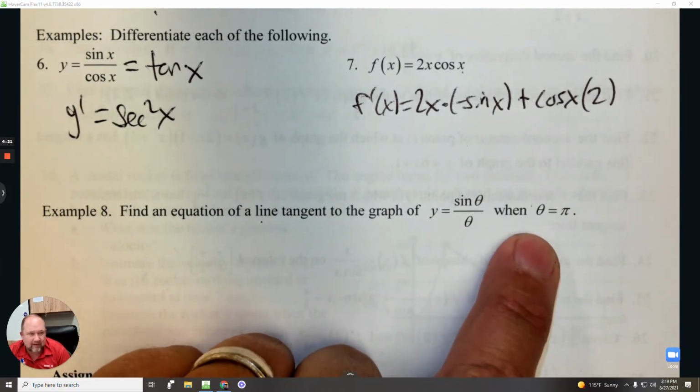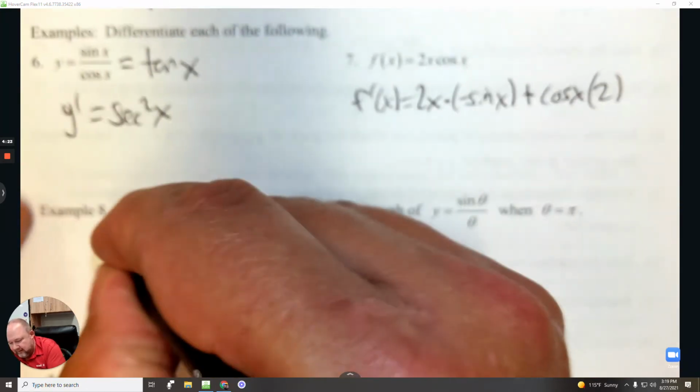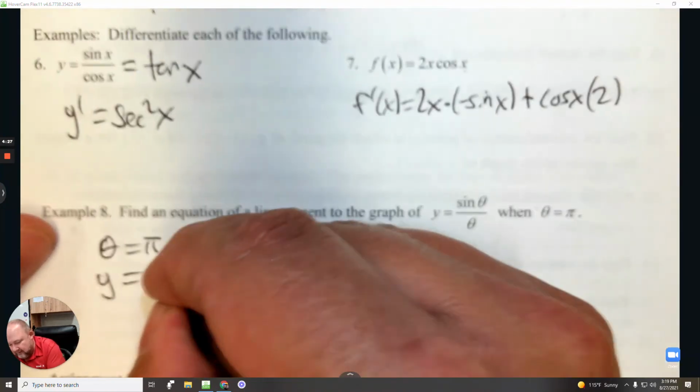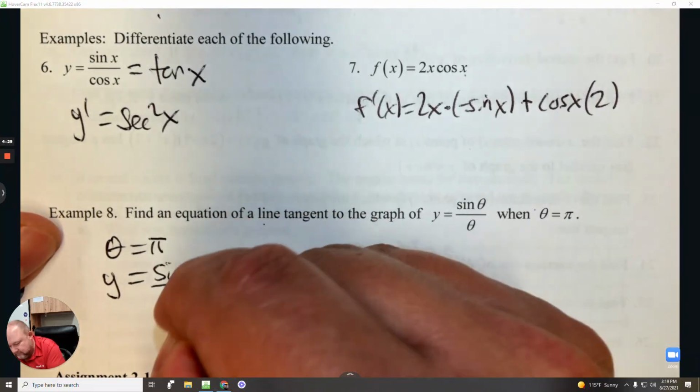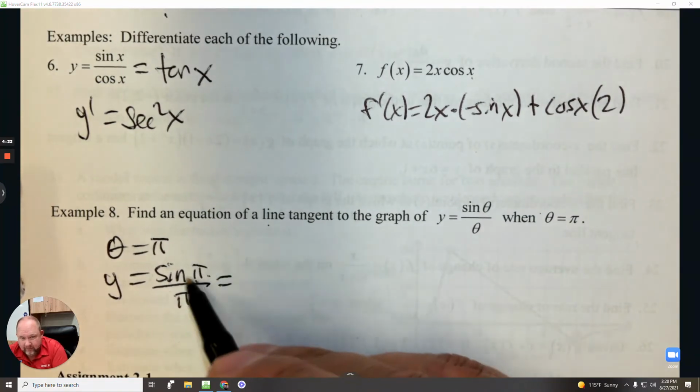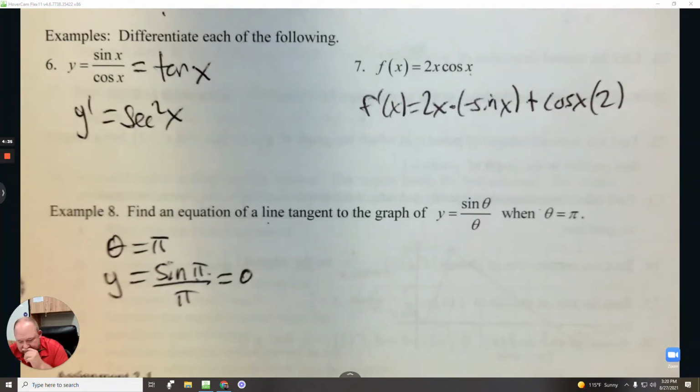It says find an equation of a line tangent to the graph of sine theta over theta, when theta equals pi. So theta is like x. We still need a y value, so we're going to plug in pi. The value of sine at pi is the y value at pi, which is 0. So 0 divided by pi, that's 0.